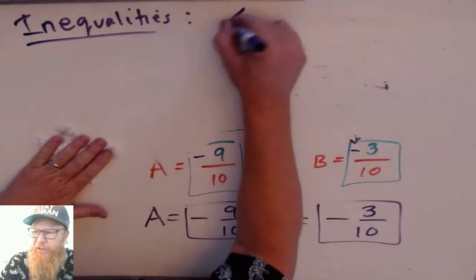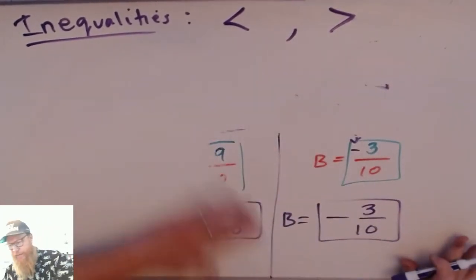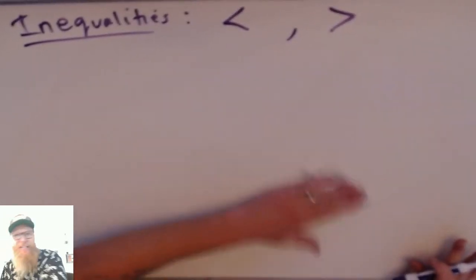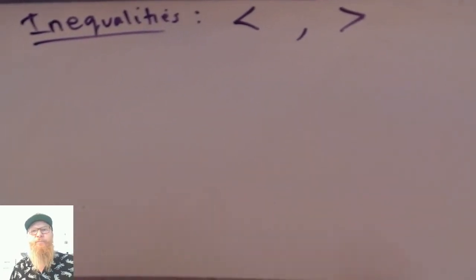For today, we're just going to do these two symbols, the less than and the greater than symbol. We're not going to use the less than or equal to or the greater than or equal to today. So we're just going to use these two.